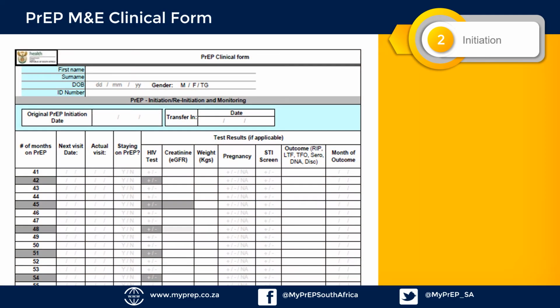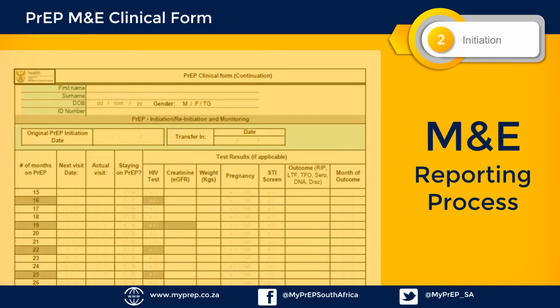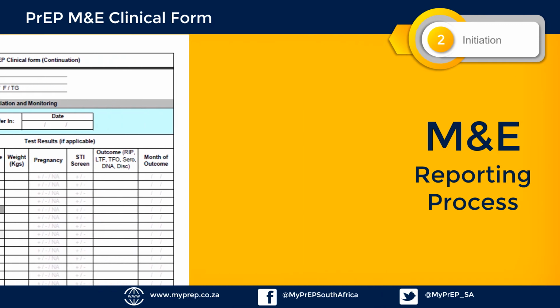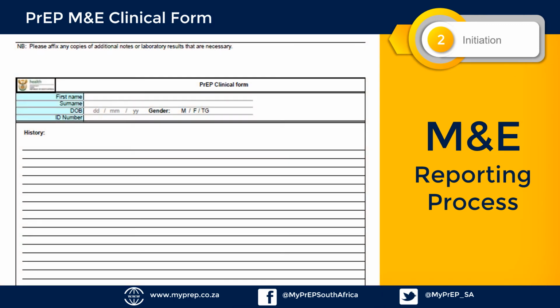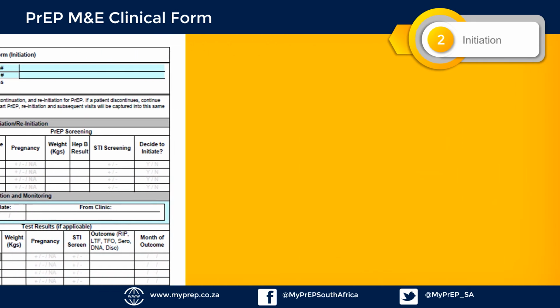The clinical form used is central to patient management and is the first step in the M&E reporting process. It lays the foundation for the rest of the reporting process. It is also the only paper-based form in the set of reporting tools. The purpose of the clinical form is to record the details for each client that is offered and initiated on oral PrEP.